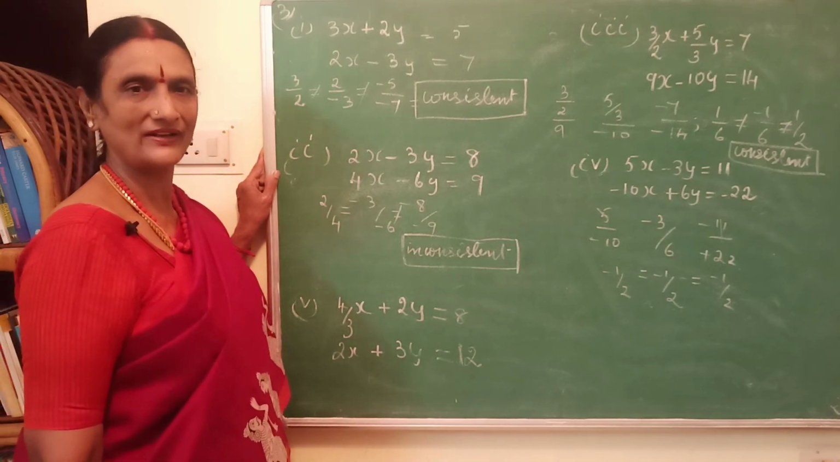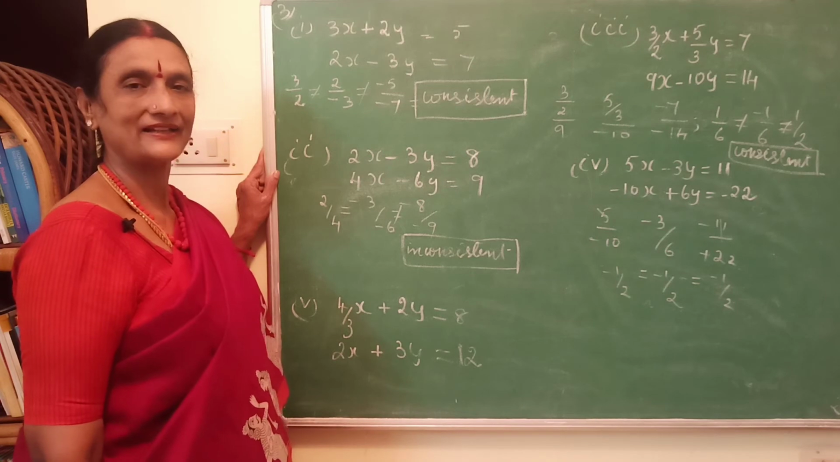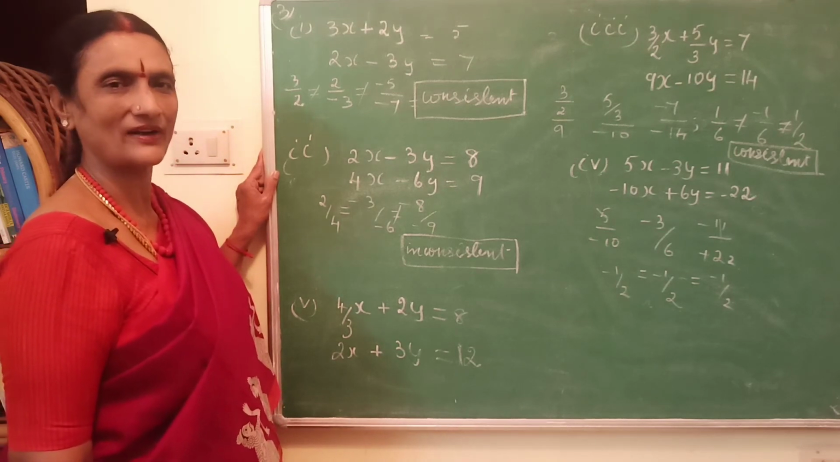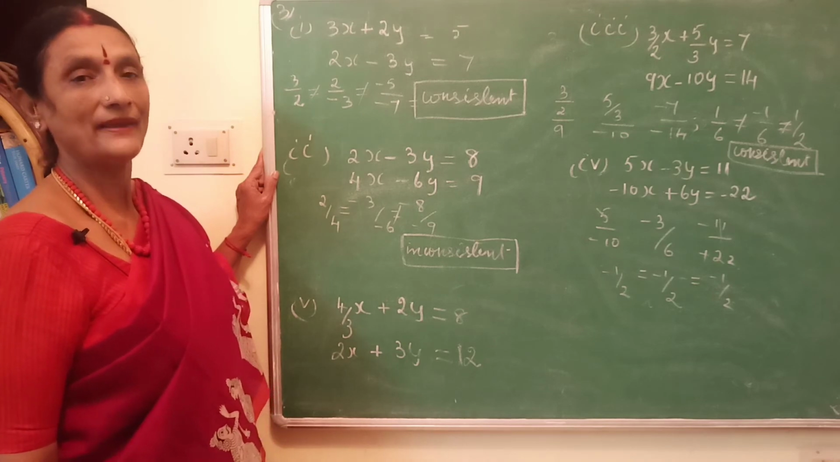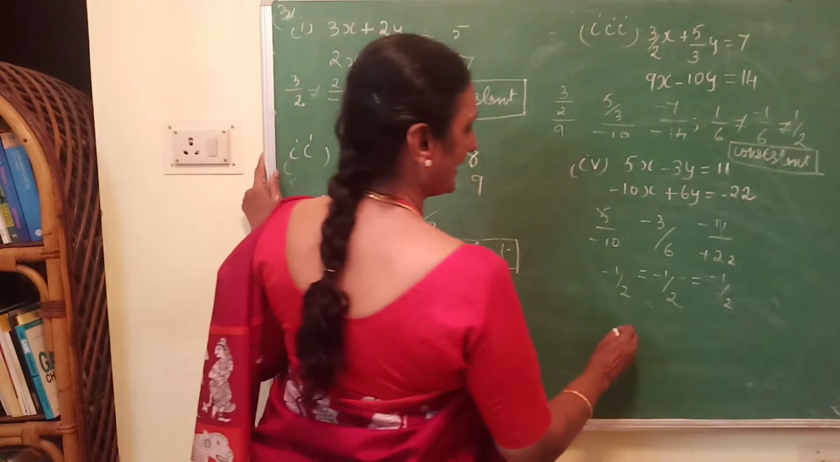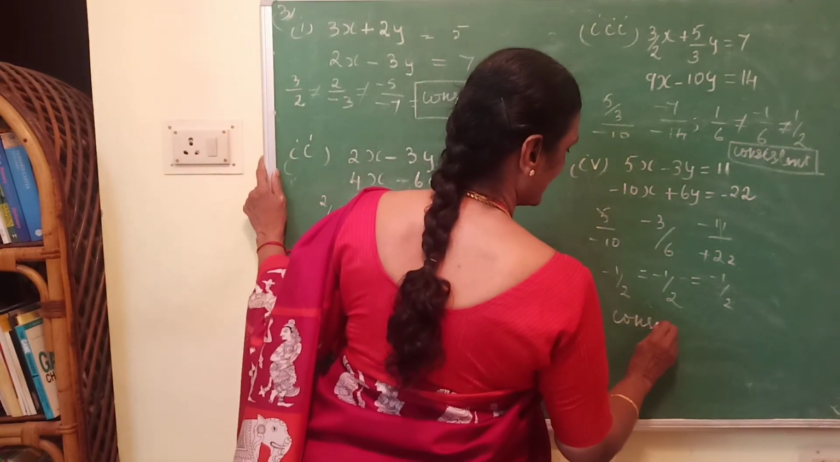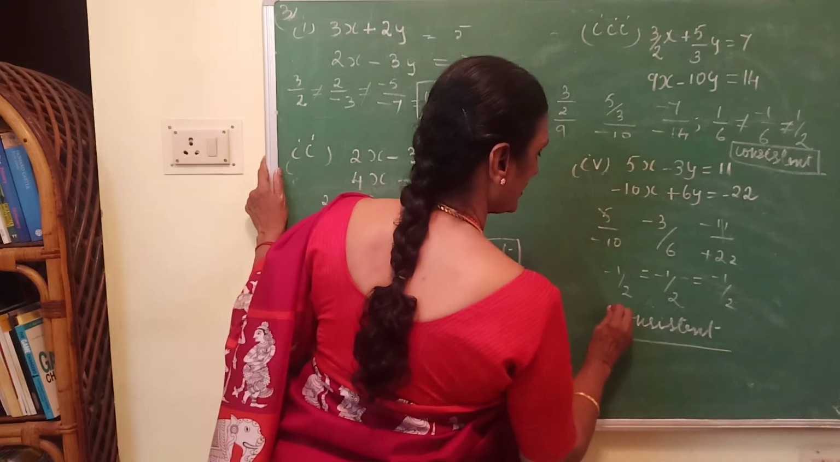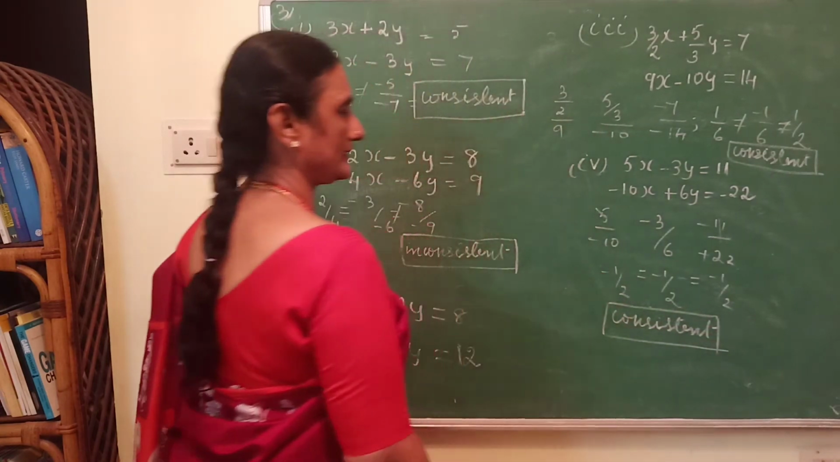What happens? We will get a set of coincident lines. Because of their coincidence, what happened? The equations have many solutions. So, just because they have many solutions, we can write this as consistent. So, this is your fourth sum.